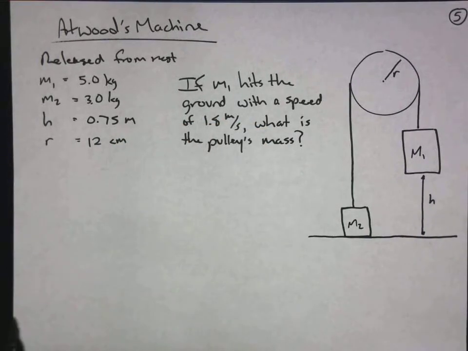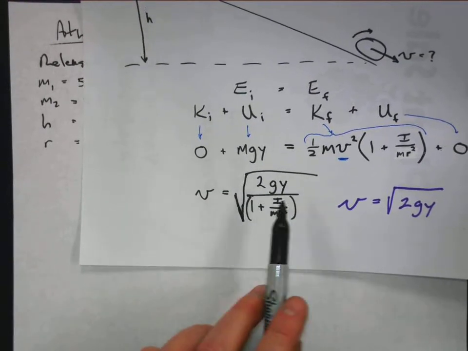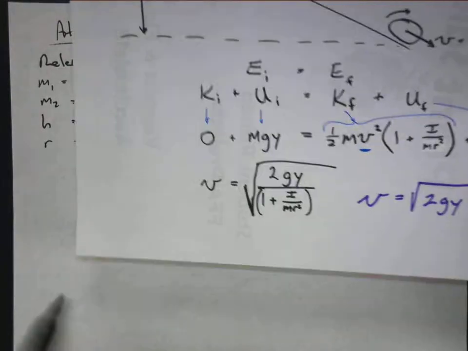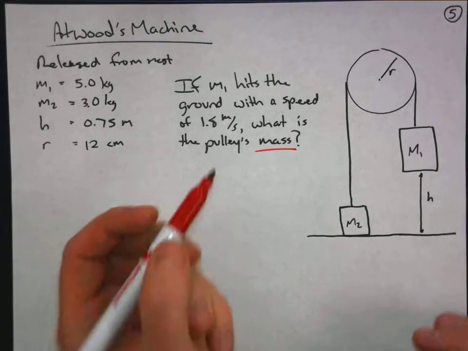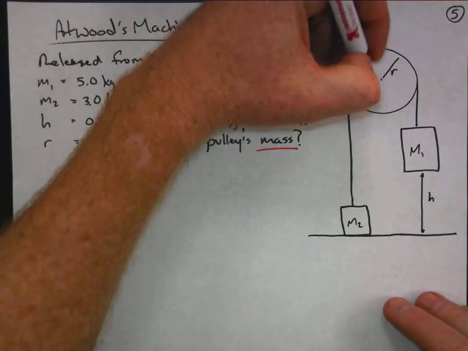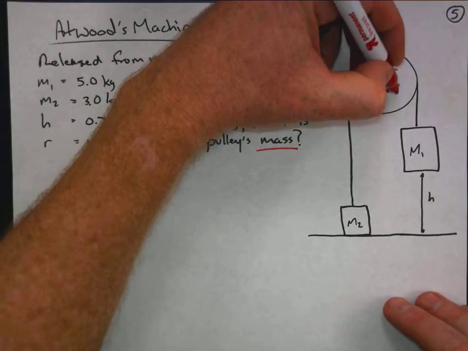So right away you can see that I'm not just going to be able to take this form of the equation and plug stuff in and get a velocity. It's sort of the other way around, right? But we'll work this out. First, I want to make sure I identify what I'm looking for: the mass of the pulley. Mass of the pulley is my unknown.